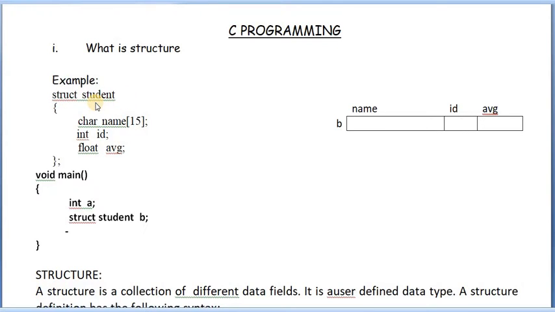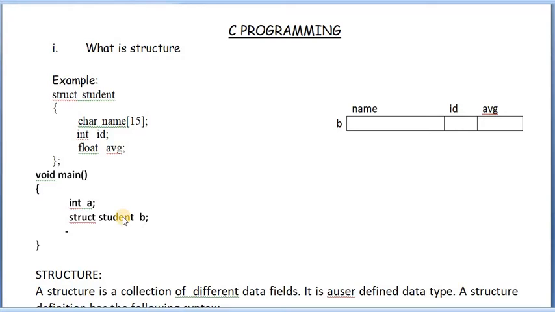Structure is a user defined data type. For example, in the first statement, int a, int is a data type and a is a variable. Like in the second statement, struct student is a data type and b is a variable. Int is a predefined data type. Struct student is a user defined data type.